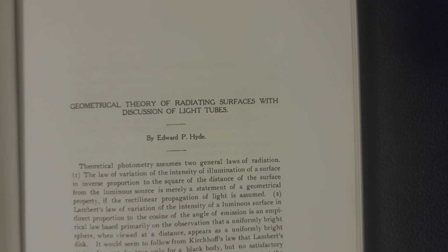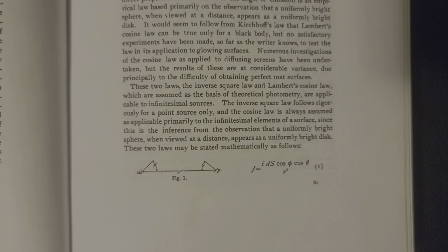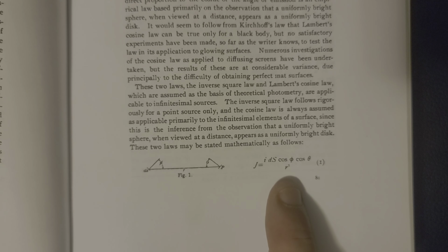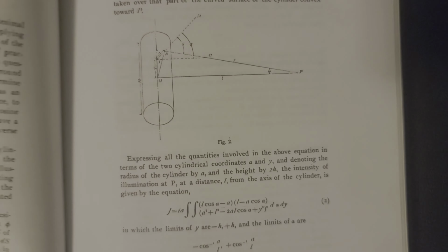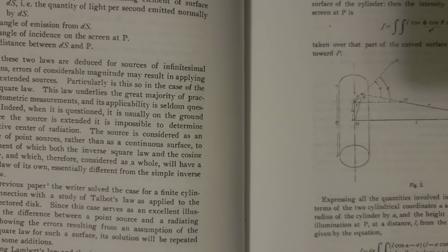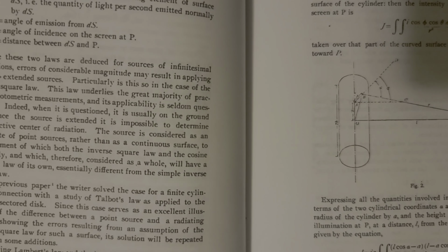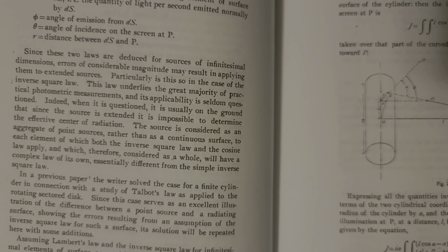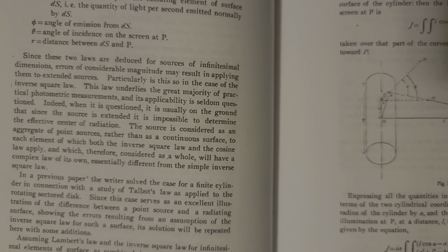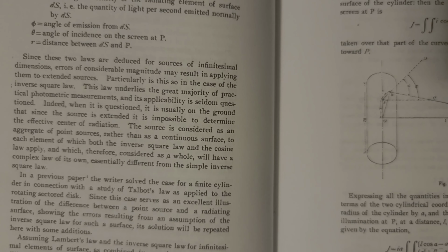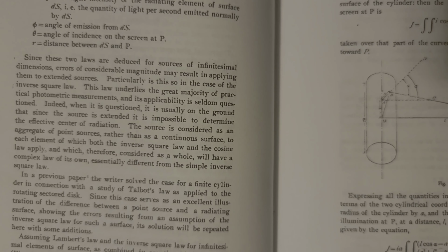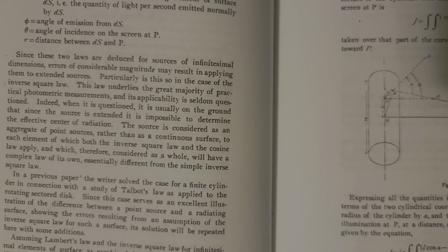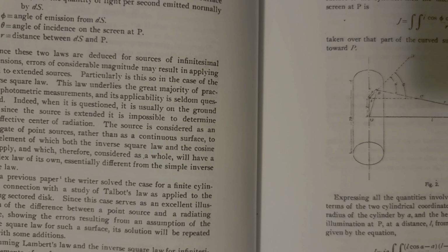Okay? Now this has to do with the inverse square law and Lambert's cosine law. But what's most important about all this is that, I don't know if you can see it, yes, since these two laws are deduced for sources of infinitesimal dimensions, errors of considerable magnitude may result in applying them to extended sources. Okay, extended sources.